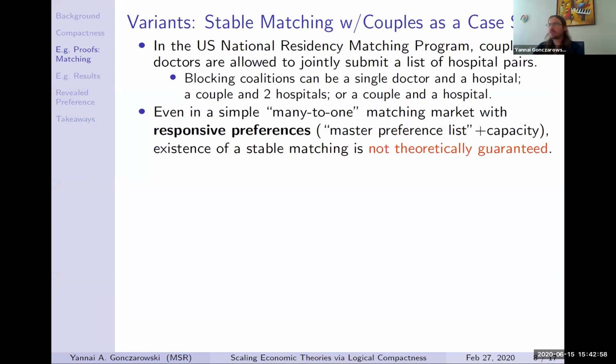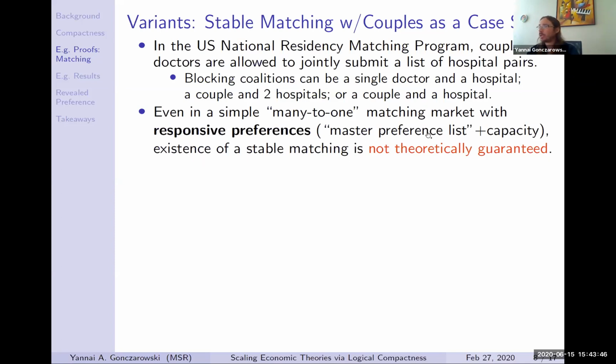So what about variants? We spoke about that. In the US residency match program, couples and doctors are allowed to jointly submit a list of hospitals. If there are two married doctors, they can submit a list of pairs of hospitals. And a blocking coalition could be a single doctor and a hospital, a couple and two hospitals, or a couple and a hospital. And even in simple many-to-one matching markets with responsive preferences, that's the easiest kind, there's a master preference list for each hospital, plus a capacity at which they're capped, so there are no weird complementarities or substitutes, but only a quota and a master preference list.